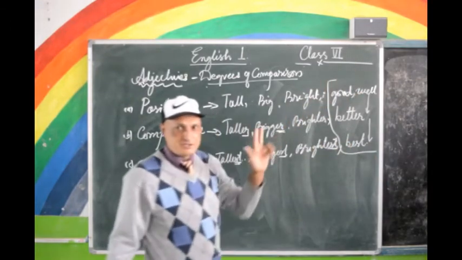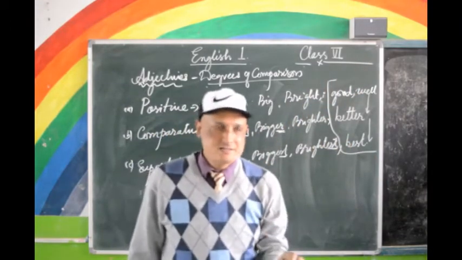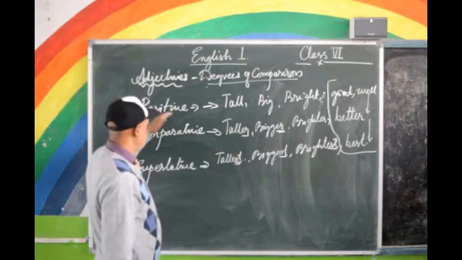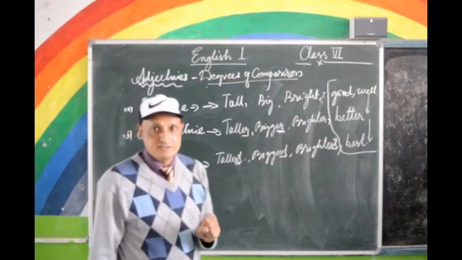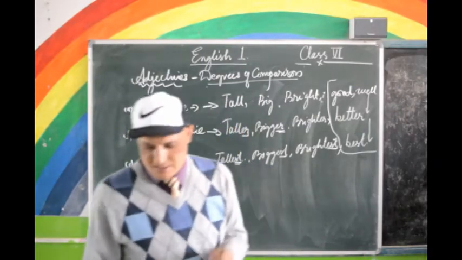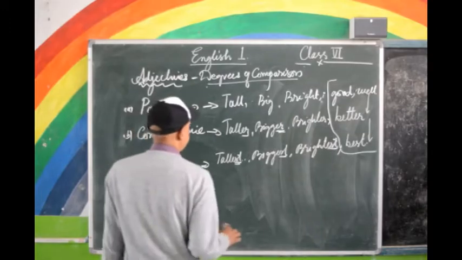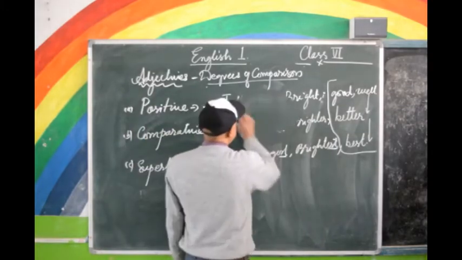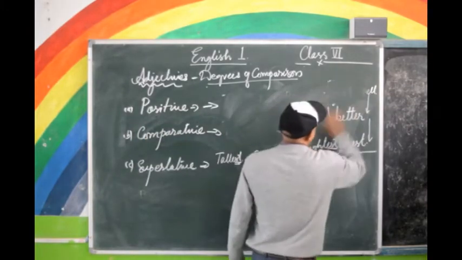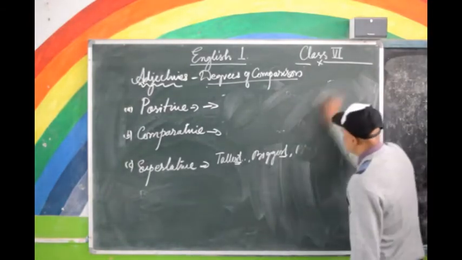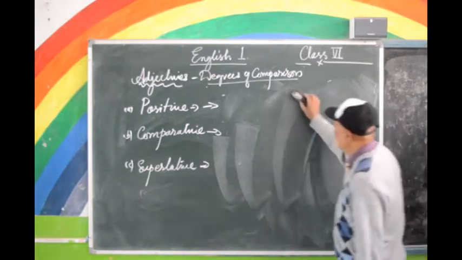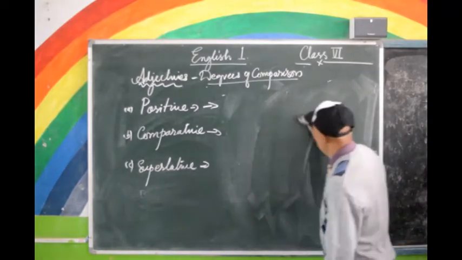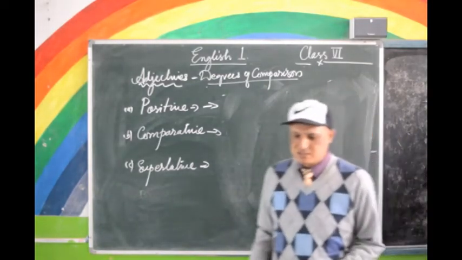Clear? Three degrees of comparison. What are they? Positive degree, comparative degree, and the superlative degree. Clear? That is simple now. There are certain things that you need to know when we write a sentence or make a comparison. When we write sentences in different degrees of comparison, we have to keep in mind one or two rules.